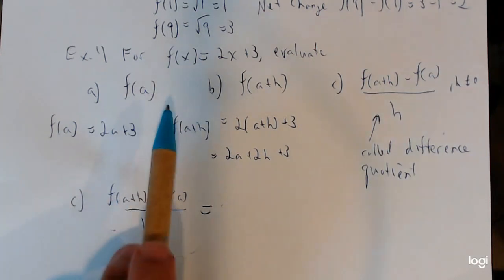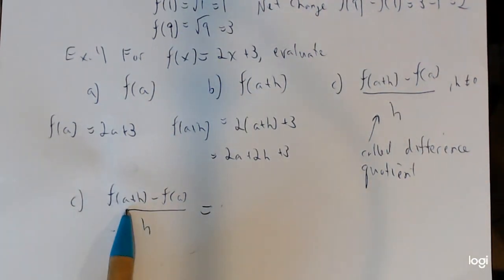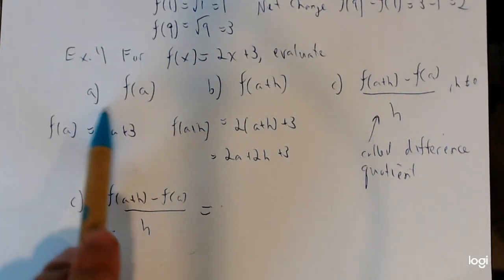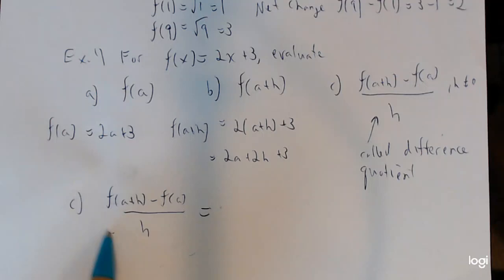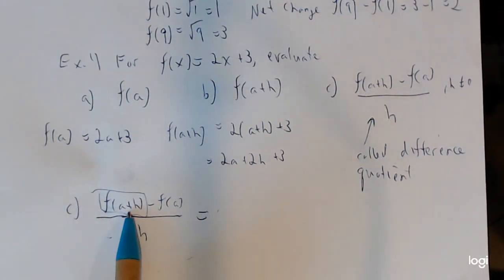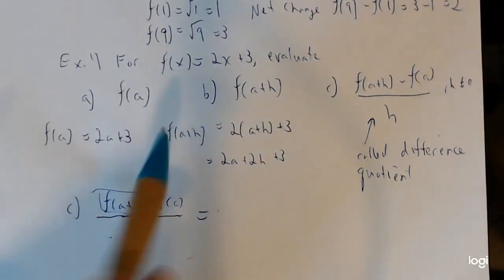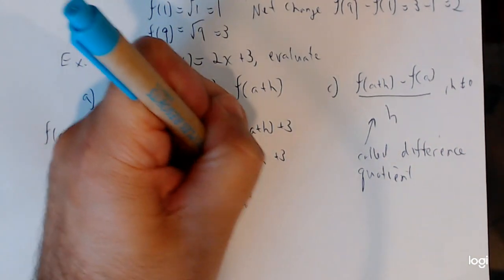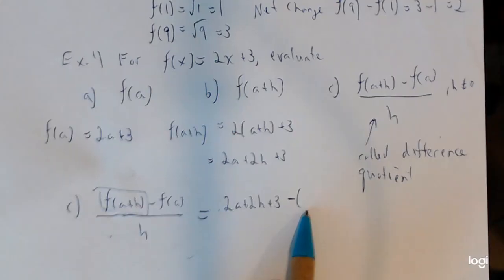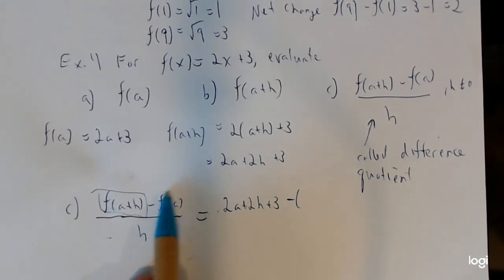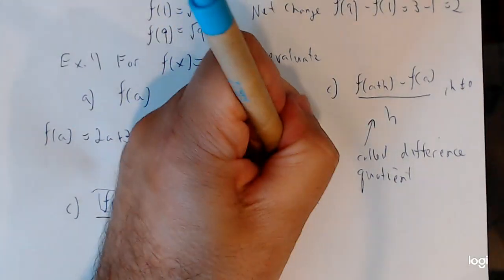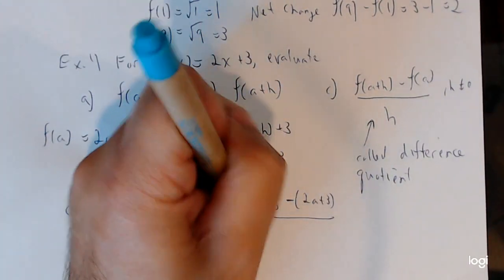If you notice in parts A and B, I already found f of a plus h and f of a. So instead of doing all this work over again, I'm just going to recycle my work in parts A and B. So this fraction is saying what first? We need f of a plus h, and f of a plus h is 2a plus 2h plus 3. Then we say minus. I always put parentheses around this because this minus belongs to the entire function. Minus f of a, and f of a is 2a plus 3, all over h.